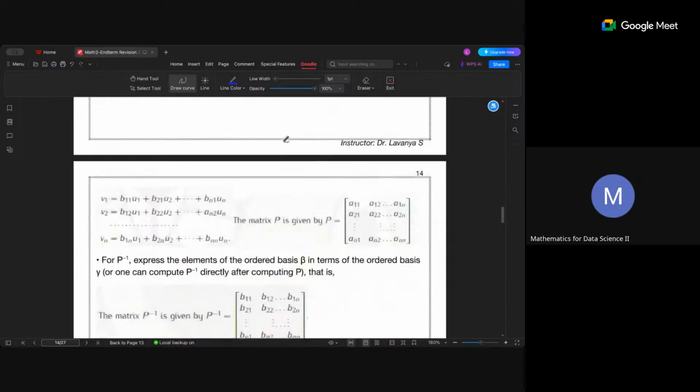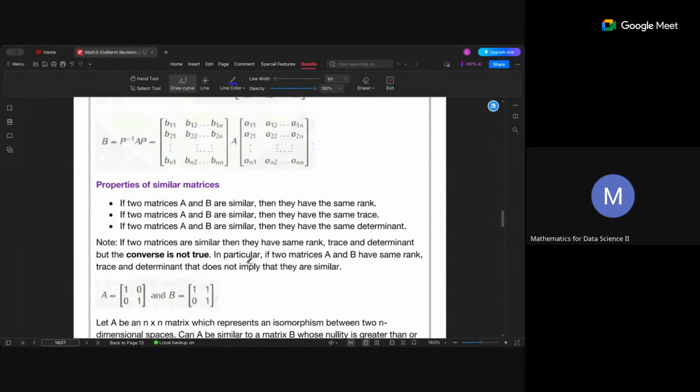Okay, fine. What are the properties of similar matrices? If two matrices are similar, they have the same rank, same trace and same determinant. These are properties, but these are not equivalent conditions of similarity. Remember that, because for these two matrices we already saw that they are not similar, but they have the same rank, same trace and same determinant. You can easily see that the rank of both matrices is 2, the trace of both matrices is 2 and the determinant of both matrices is 1, right? But they are not similar, which we have already seen. So the converse of the above statement is not true.